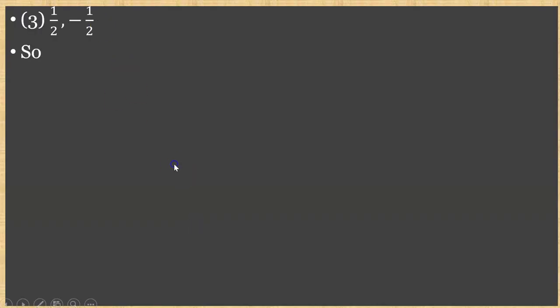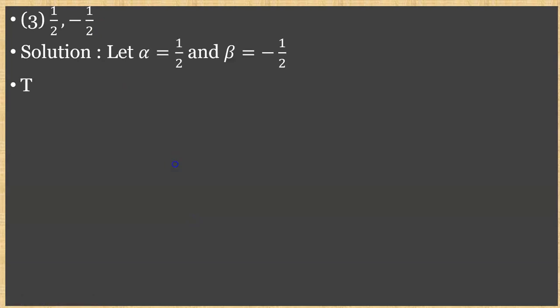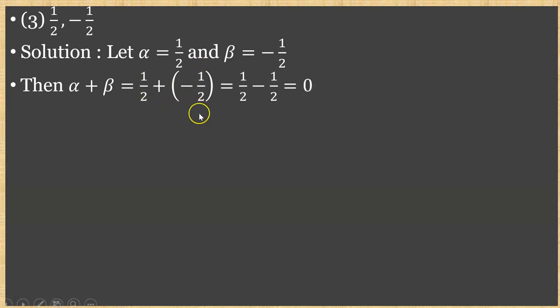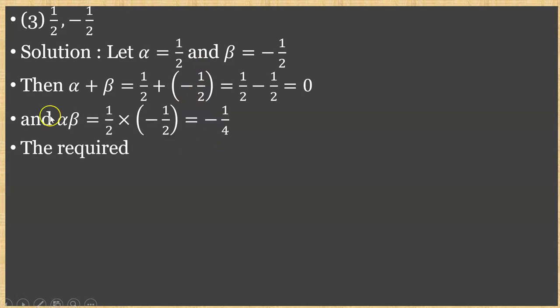1 upon 2, minus 1 upon 2. Alpha is 1 upon 2, beta is minus 1 upon 2. Alpha plus beta is 1 upon 2 plus minus 1 upon 2, and that is equal to 0. Alpha into beta is 1 upon 2 into minus 1 upon 2, which is equal to minus 1 by 4.